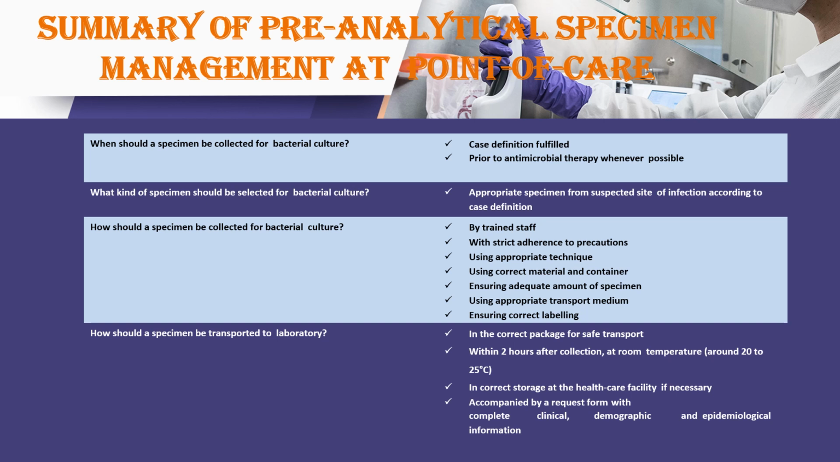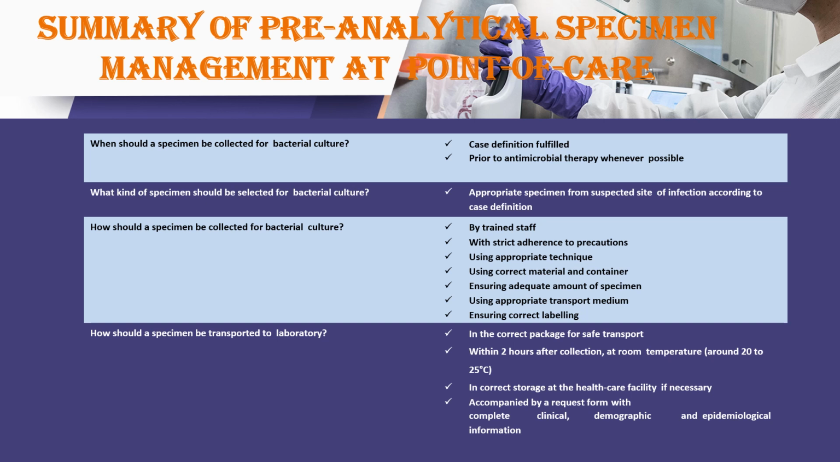Then what kind of specimen should be selected for culture? It should be an appropriate specimen from the site of infection. How should the specimen be collected? It should be collected by trained staff with strict adherence to precautions, using appropriate technique, using correct material and container, ensuring adequate amount of specimen, using appropriate transport medium, and ensuring correct labeling.